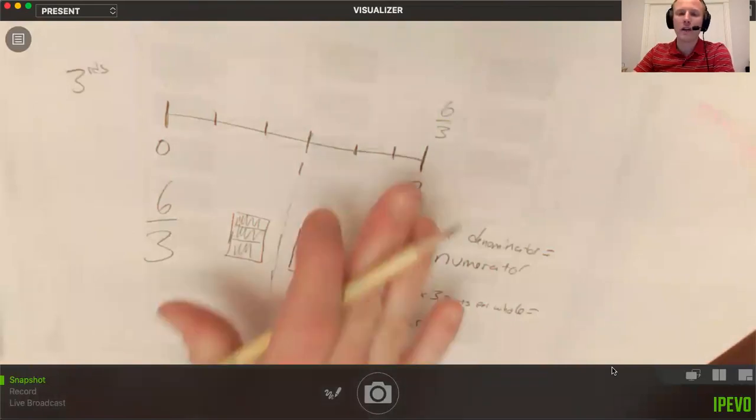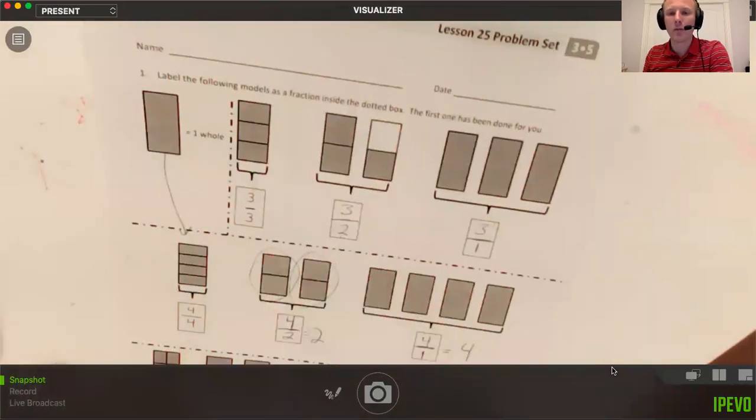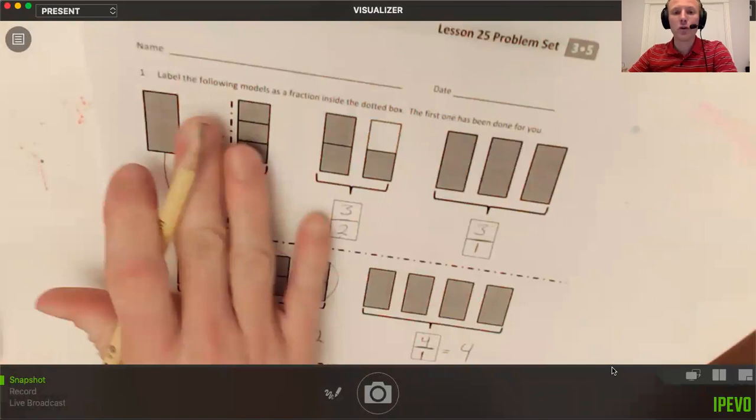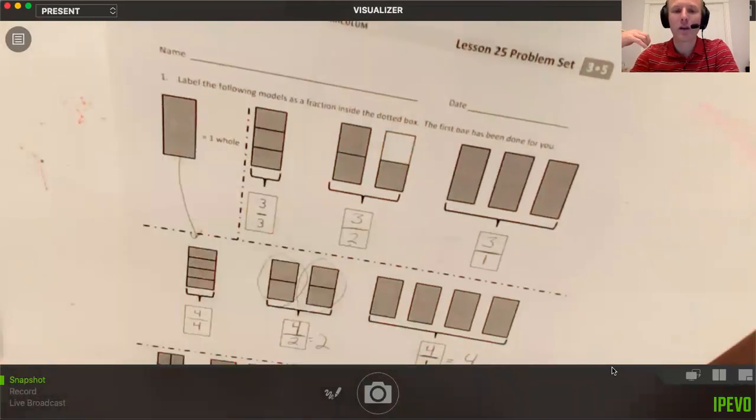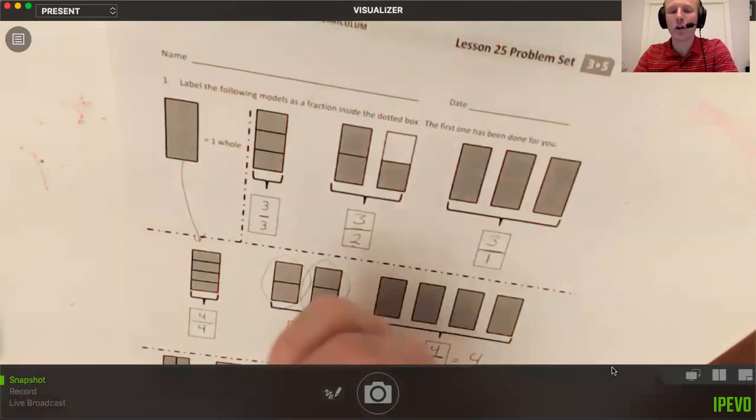And so that's, again, work that we've done. We've covered this for a number of lessons, but it does go along with that same stuff that we're doing on the front side of that problem set there. So this was a good review. It's a good way to get back to basics and really look at those visuals. But it also goes right along with the work that we've been doing on number lines as well.